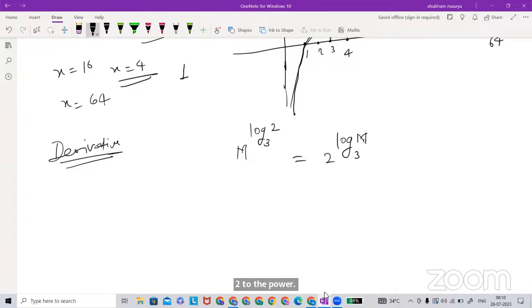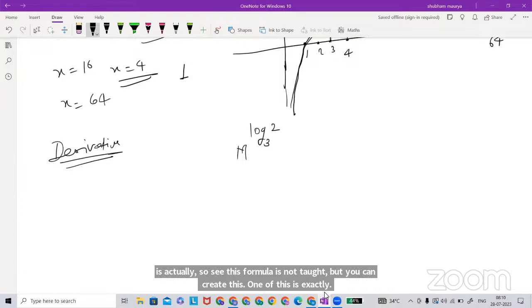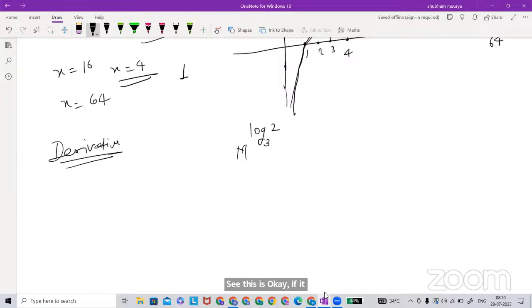See, this formula is not taught, but you can create this one. If it is in this fashion and it is directly written there, this is actually converted this way. You can assume, that's one thing that is not mentioned in the lecture, but using the formulas from the lecture, this is generated.